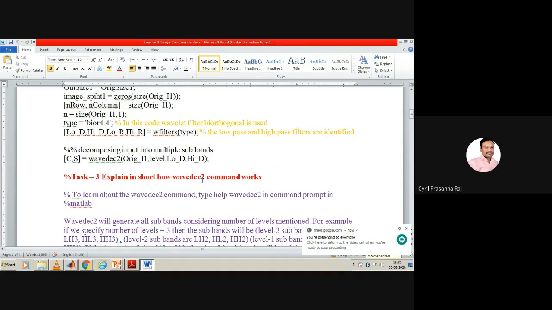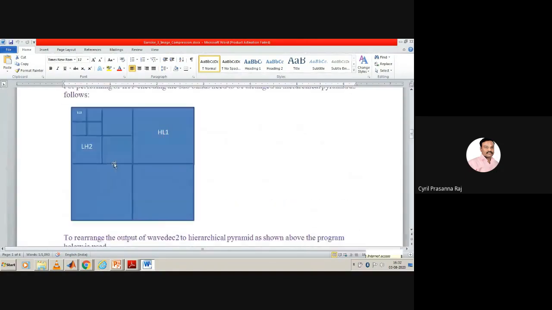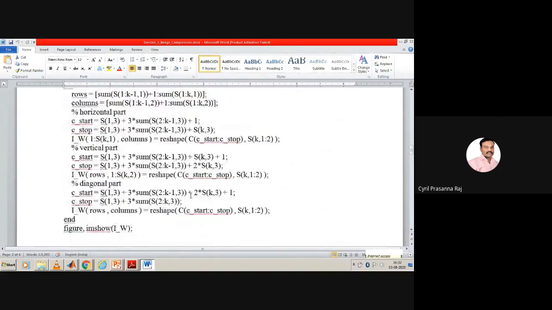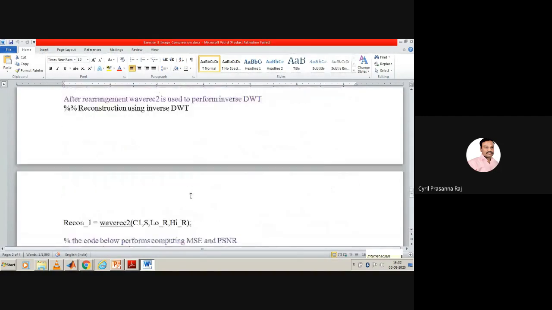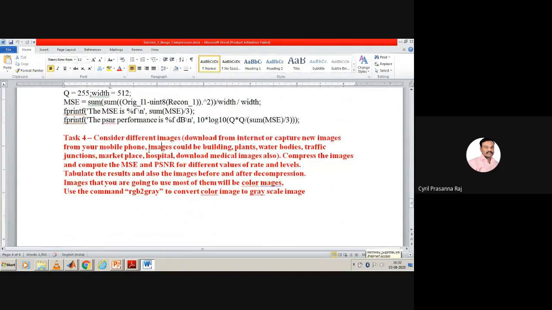Task 3. Just go to the help of MATLAB, type this, and see what wavelet decomposition is all about. That is task 3. And I have explained all these things over there.